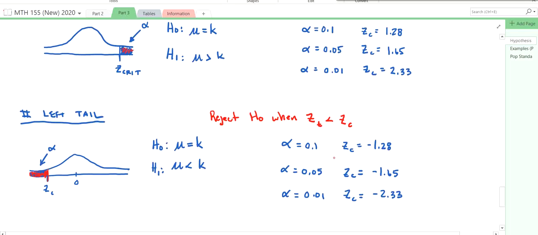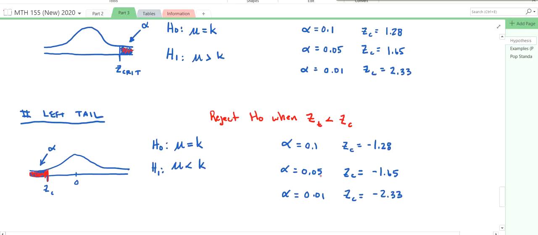And alpha for 0.1 is going to be the same as it is up here. The Z critical is going to be the same as it is up here, except it's going to be a negative value. So this Z is going to be negative because it's to the left of 0 here. Remember, in the standard normal distribution, your mean is 0. So values to the left. So this is like one standard deviation and 0.28 to the left of 0.